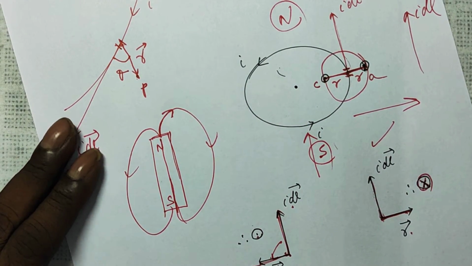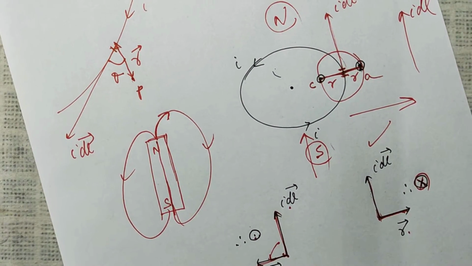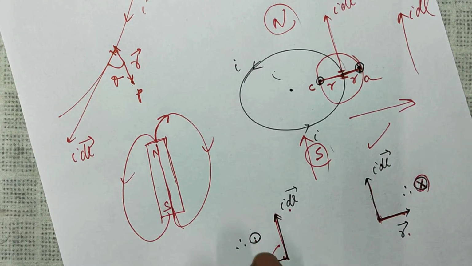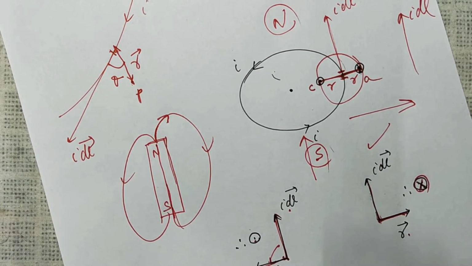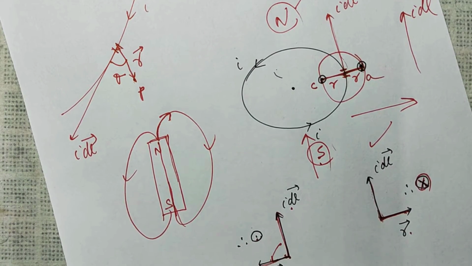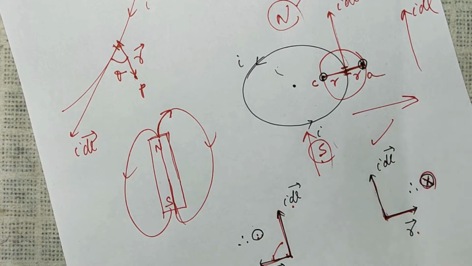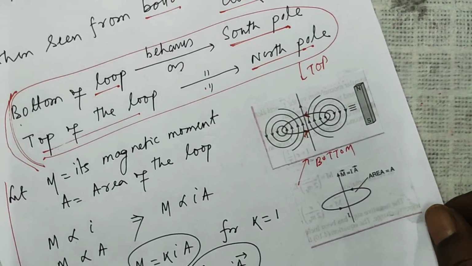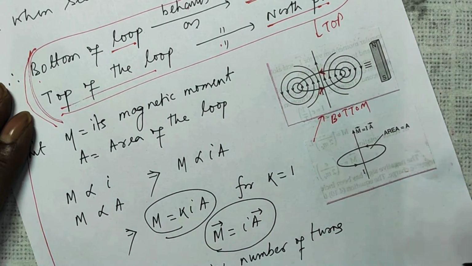That is the understanding. So the conclusion is the side from which the direction of current is anticlockwise behaves as north pole, and the side from which, that is below it, the direction of current is clockwise behaves as south pole. So that is the understanding. Now come back to the derivation.